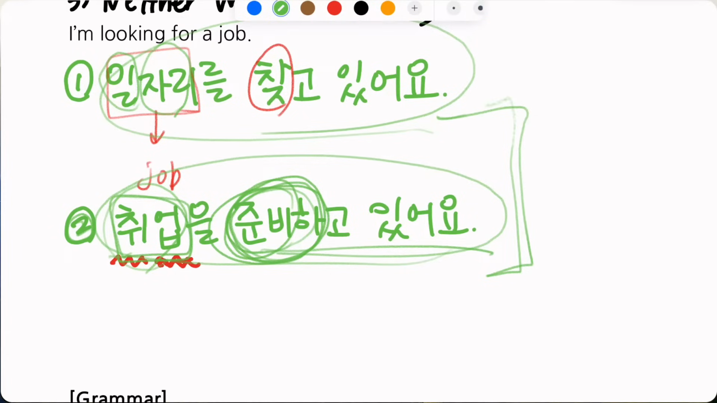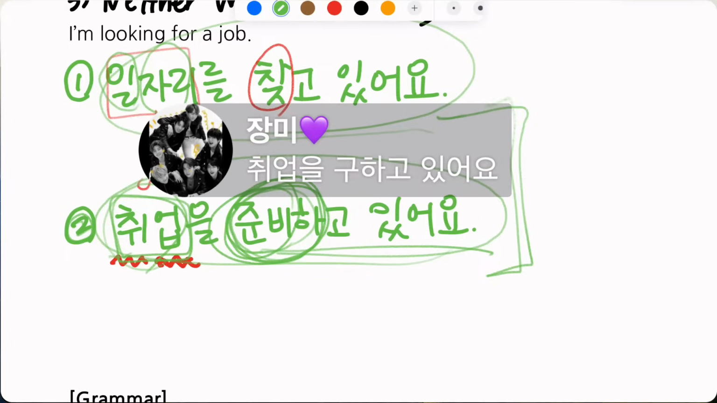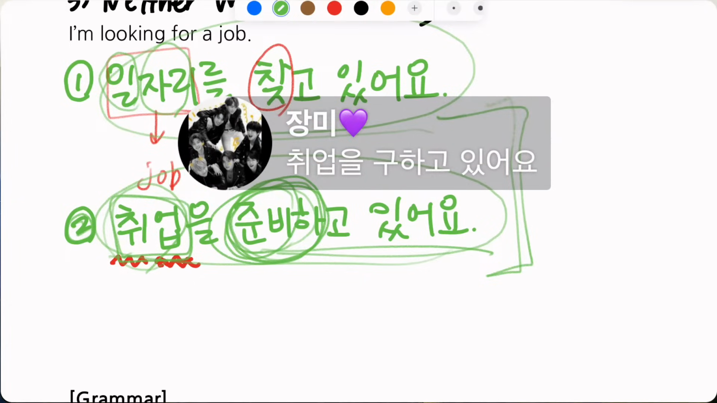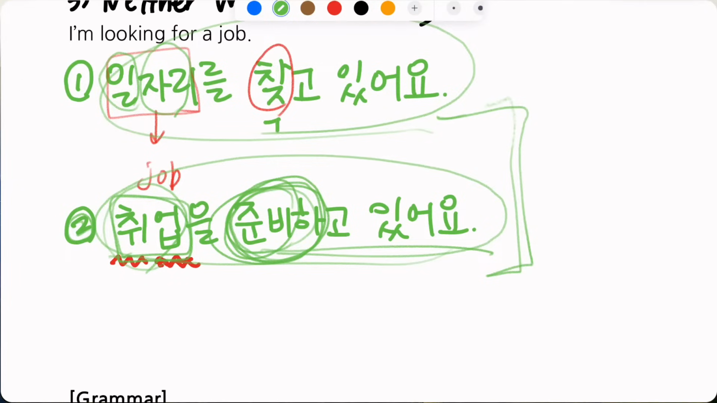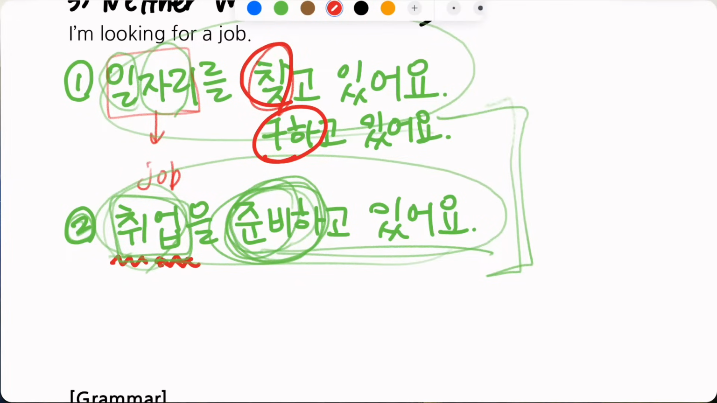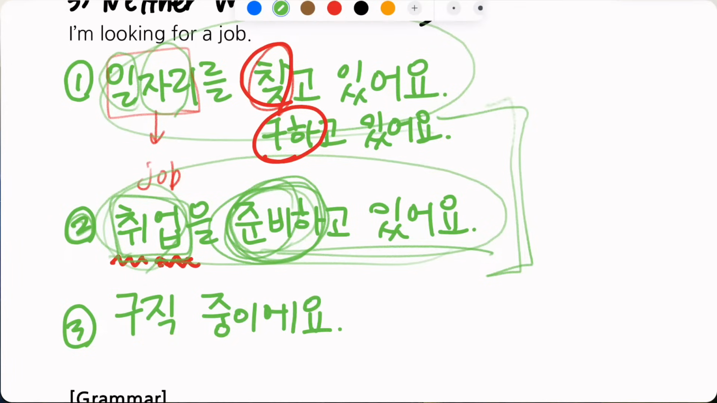그리고 취업을 구하고 있어요는 틀린 표현이고요. It's a wrong expression. You can say 취업을 준비하고 있어요. Or 일자리를 구하고 있어요. 괜찮아요. 일자리를 구하고 있어요도 괜찮아요. 구하고 있어요. 구하다 means to look for. 찾다 means to find. 그리고 you could also say, this is a little difficult word. 구직 중이에요. 구직 means job seeking. So I'm in the middle of job seeking. 구직 중이에요. 이런 식으로 할 수 있어요.